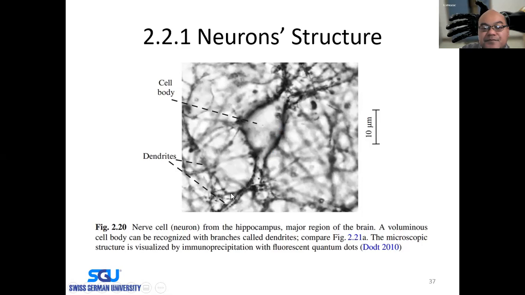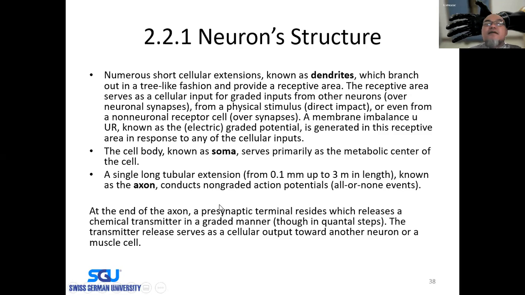Here, the microscopic structure is visualized by immunoprecipitation with fluorescent quantum dots. So the numerous short cellular extensions are called the dendrites. This is because they have a tree-like shape, and this provides the receptive area for the incoming signal from the surrounding neurons.